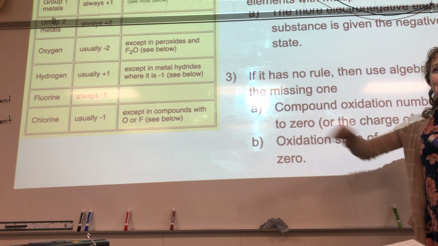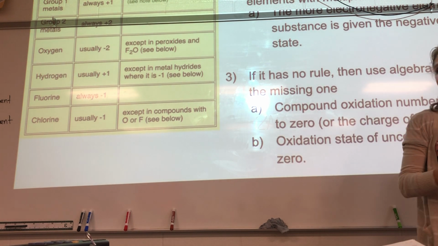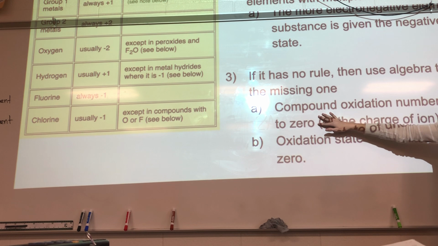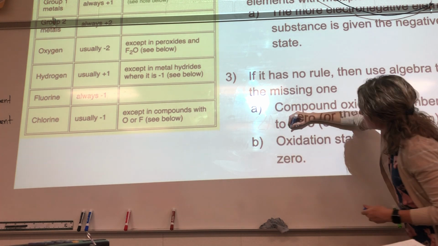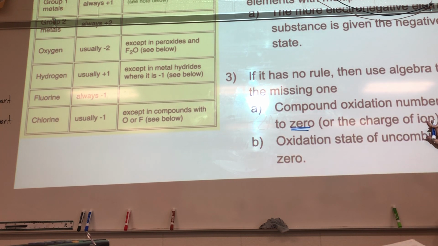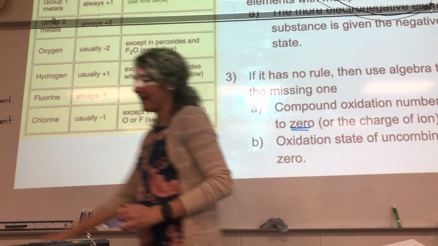Besides these, to find out all the other oxidation states, we use algebra. Okay, it's really simple algebra, like 6th grade stuff here. So the two things with it are compounds have to add up to 0 or their charge. So if they have a charge, they add up to the charge. If they don't have a charge, then they add up to 0. If something doesn't have a charge and it's all by itself, then its oxidation state is just 0. Okay? All right, let's apply the rules.